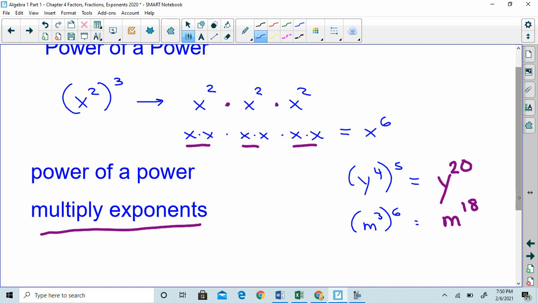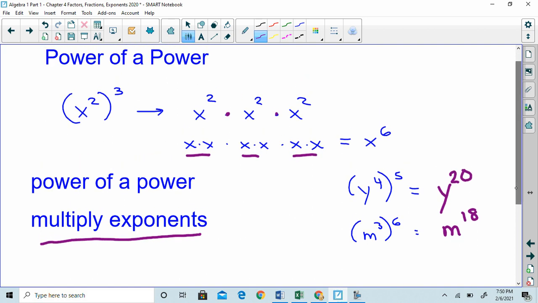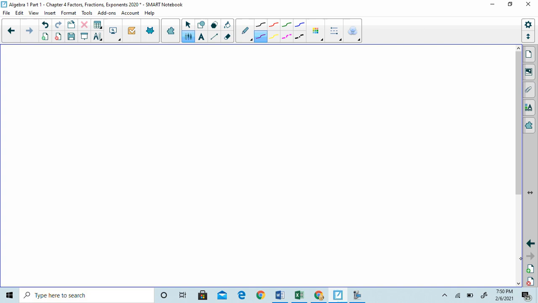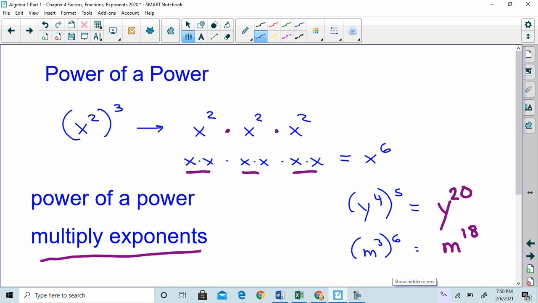So together we have 2 basic rules or properties when it comes to multiplication with powers. When we're multiplying with the same base, we add exponents. If we're raising a power to a power, we multiply exponents. In our next class, we'll explore division rules. So I think that's basically our lesson for today.